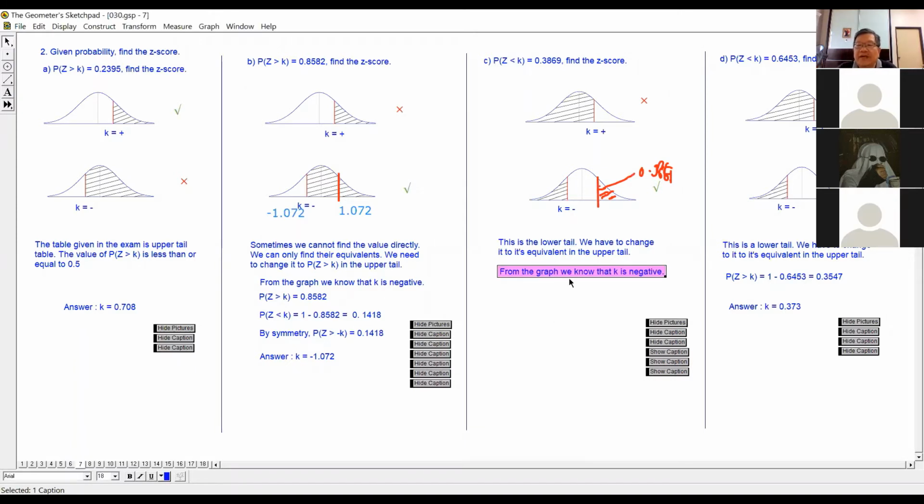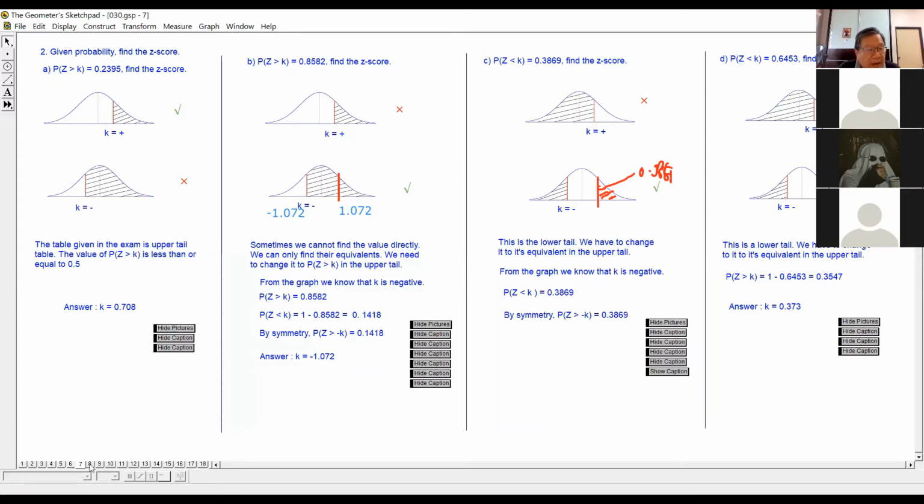So we know from the graph that K is negative. But we want to find the corresponding positive value of K. We know that the probability of Z less than K is 0.3869. This is the question, right? So actually by symmetry, the corresponding value of K on the upper tail is 0.3869. We find from the table the corresponding value of K, not the actual value of K.